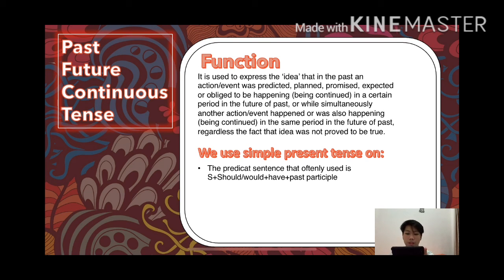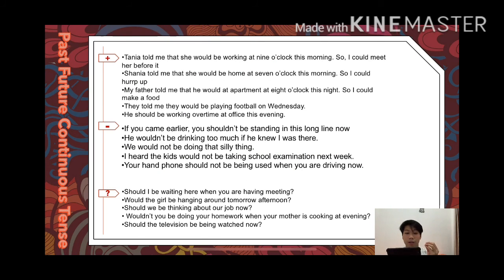We use simple present tense on the predicate sentence. The form often used is subject plus should or would plus have plus past participle. For the example, the positive one is: Tania told me that she would be working at 9 o'clock this morning, so I could meet her before it. For the negative: if you had come earlier, you shouldn't be standing in this long line now. For the question: should I be waiting here when you are having a meeting?